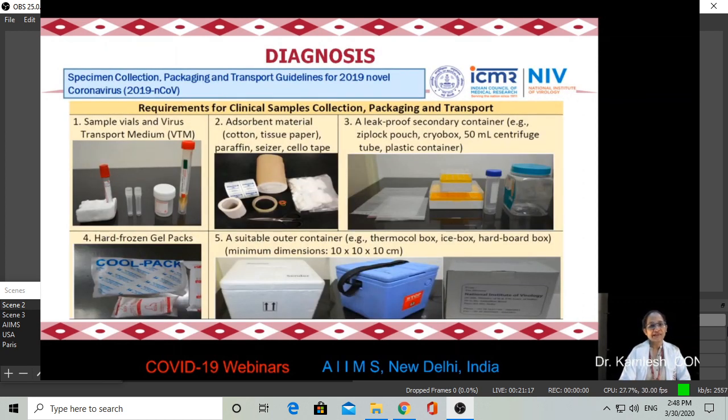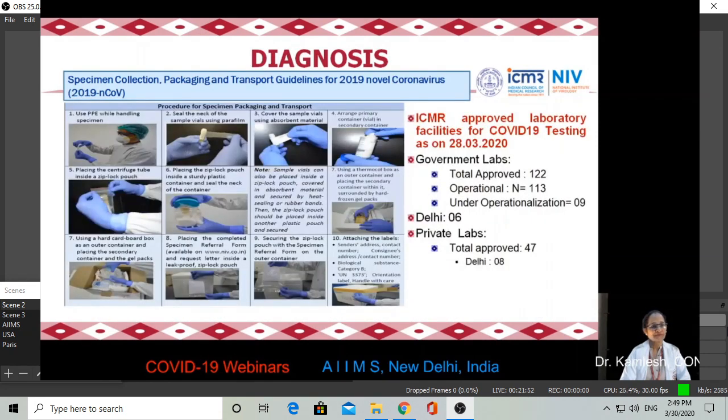Now these are the guidelines laid down for specimen collection, packaging and transport guidelines for 2019 novel coronavirus. The requirements for clinical sample collection, packaging and transport would be sample vials and virus transport medium, adsorbent material such as cotton, tissue paper, paraffin, scissors, sellotape, etc., leak-proof secondary containers, hard frozen gel packs for transportation, and a suitable outer container. These things need to be prepared before starting with the specimen collection.